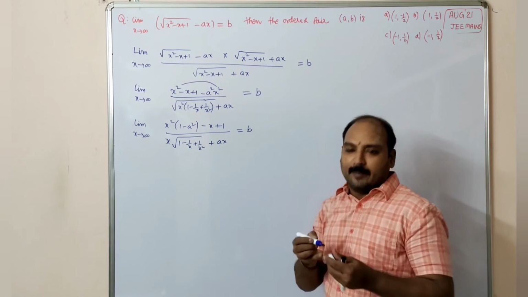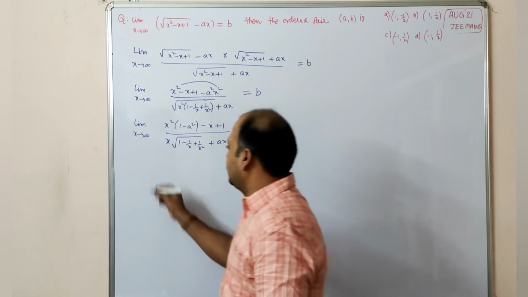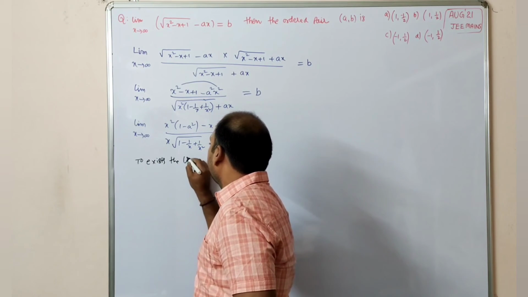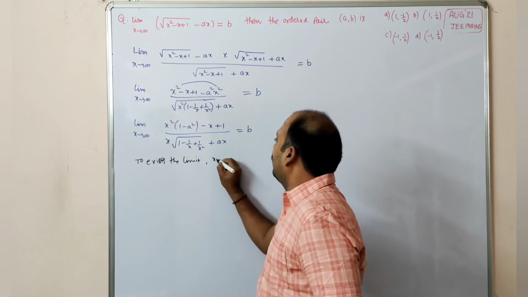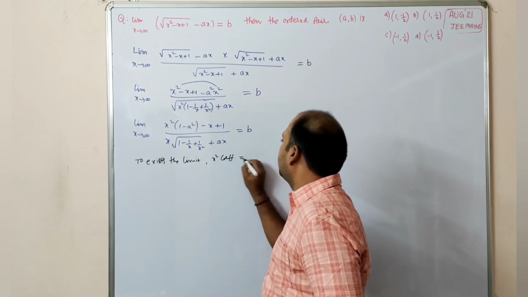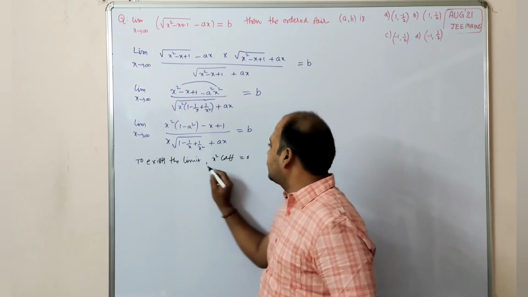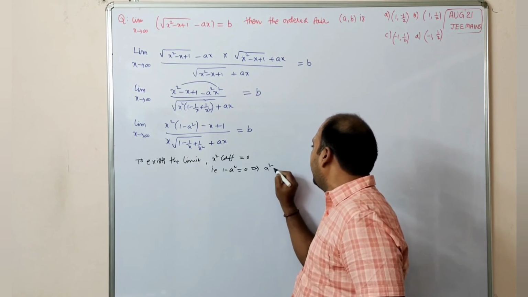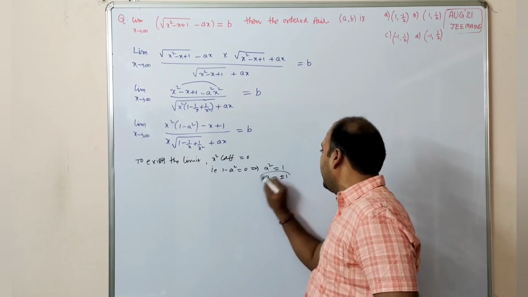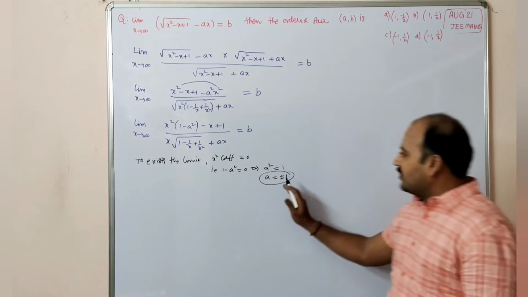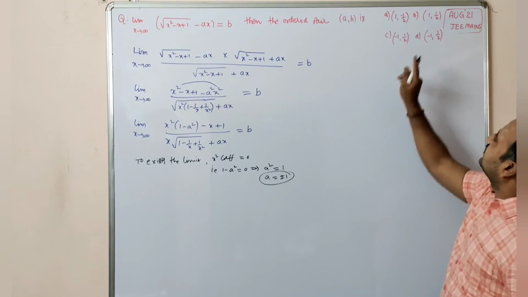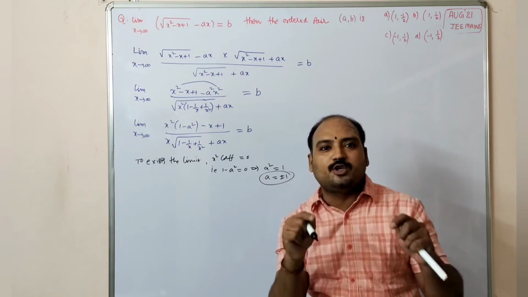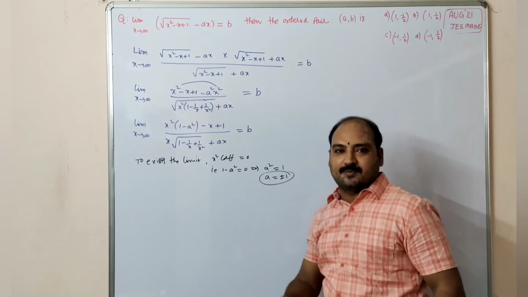To exist the limit, the coefficient of x square should be equal to 0. What is the coefficient of x square here? That is 1 minus a square equal to 0. That implies a square equal to 1, a is equal to plus or minus 1. So we got it, a is equal to plus or minus 1. But in the options, the values plus 1 and minus 1 both are there. But among these, which one is going to be correct? That we will decide in the coming steps.